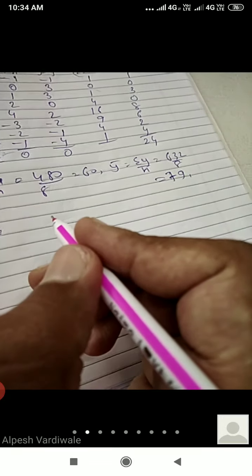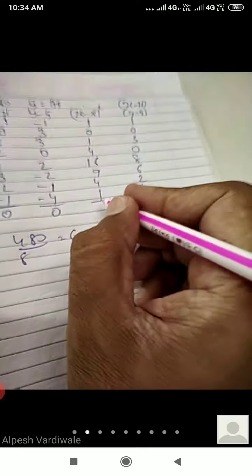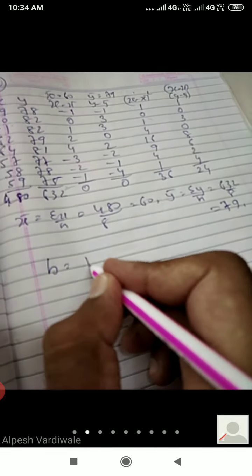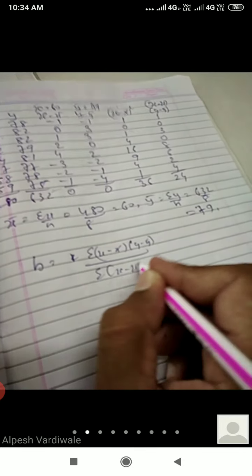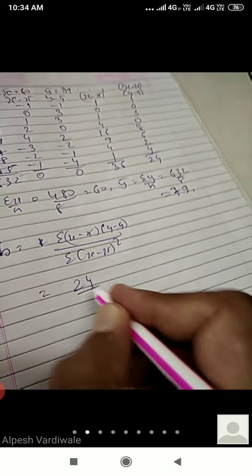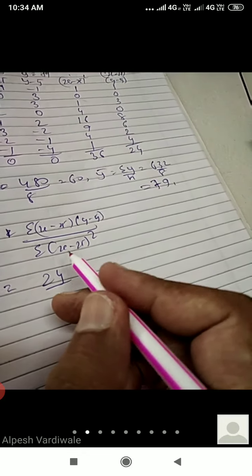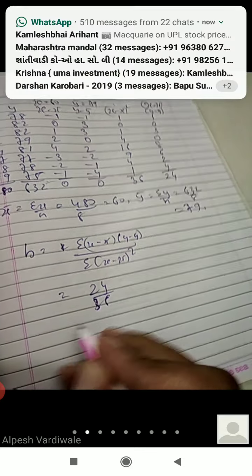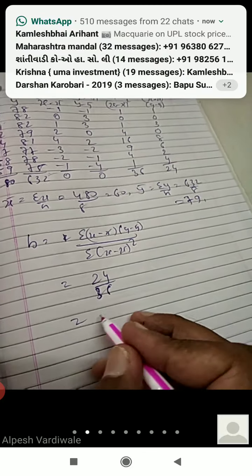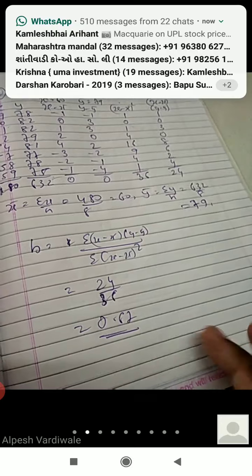Now the value of b, that is sigma x minus x bar multiplied by y minus y bar, divided by sigma x minus x bar whole square. So here the value is 24, and x minus x bar whole square value is 36. So what is the value here? 0.67 is the value.